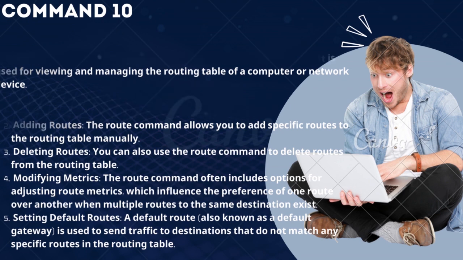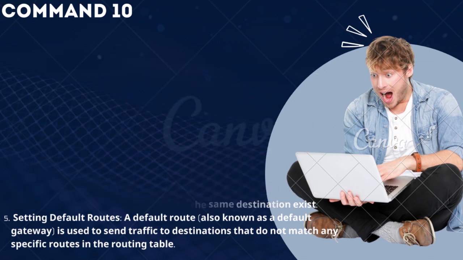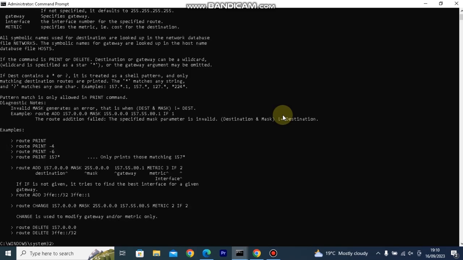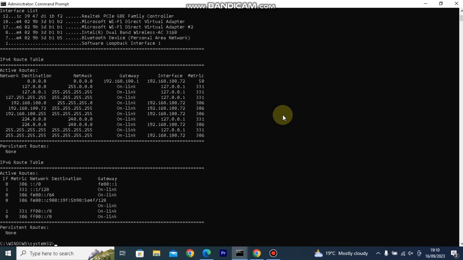Setting default routes: a default route, also known as a default gateway, is used to send traffic to destinations that do not match any specific routes in the routing table.